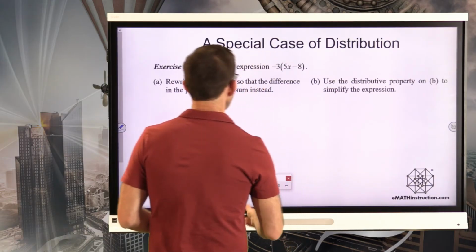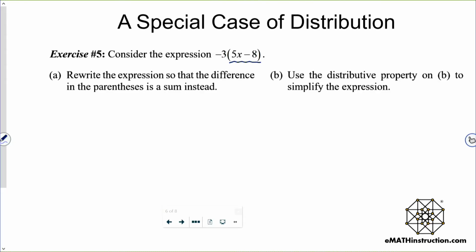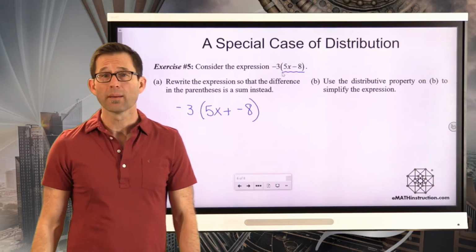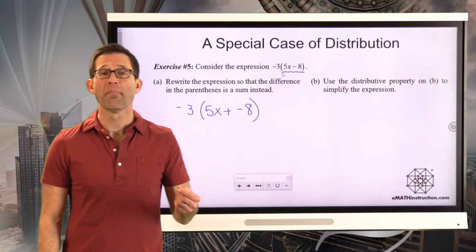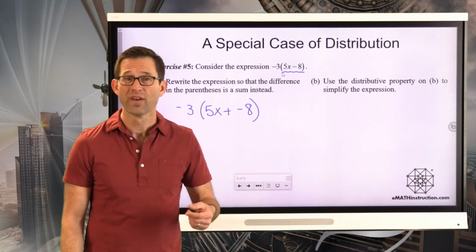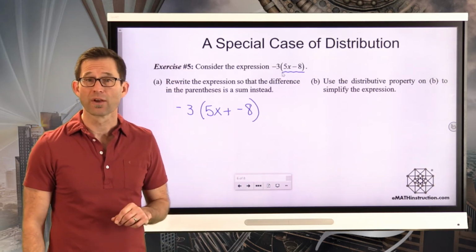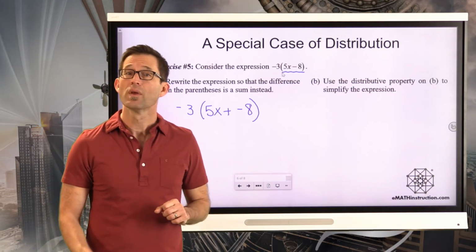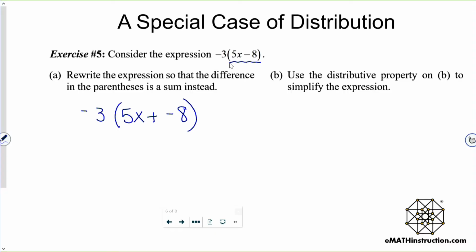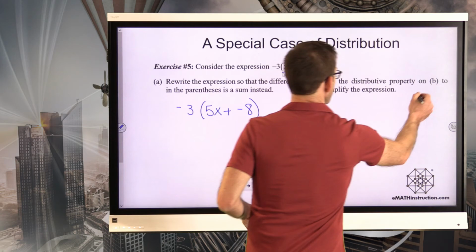So letter A just says, hey, take this difference and rewrite it as a sum instead. Well, that's simple enough, right? We've oftentimes rewritten subtraction as an addition by a negative. In fact, in the last exercise, we kept changing an addition by a negative back into a subtraction of a positive. Here, we're kind of going in the opposite direction. Now, letter B says, use the distributive property on B to simplify the expression. It really should say use the distributive property on A to simplify the expression.